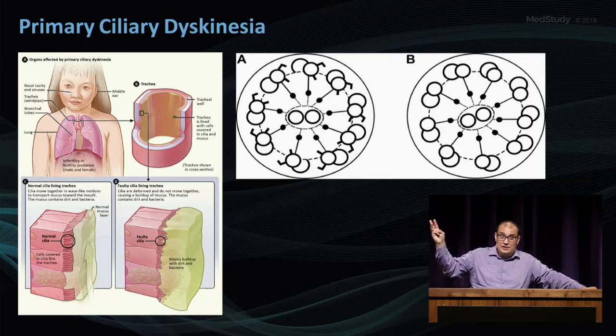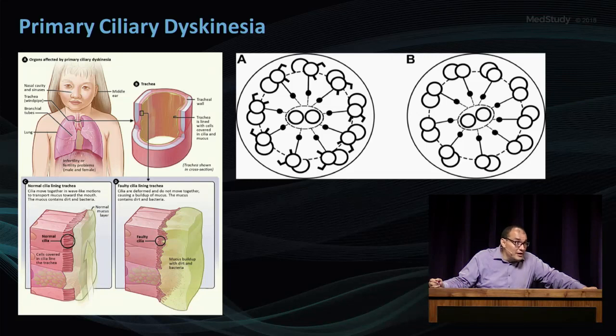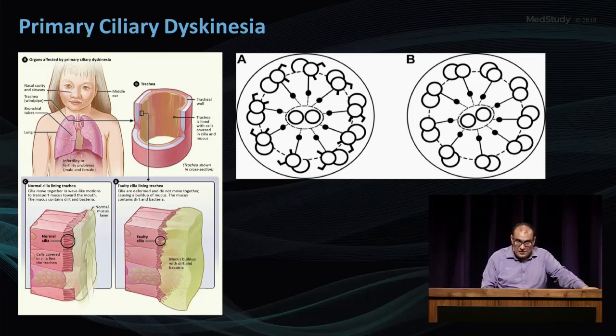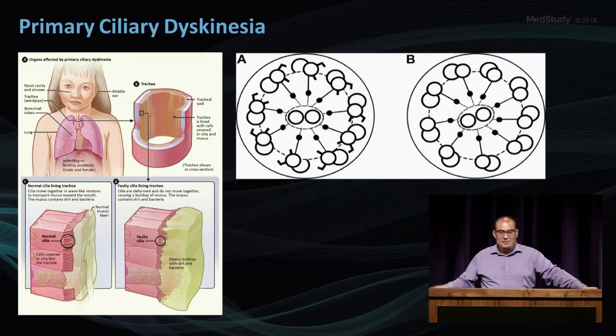So they could have hydrocephalus, infertility, bronchiectasis. They could have an ectopic pregnancy. Yes, correct? Because the cilia push the ovum down to the uterus. And with that, I am ending 5 minutes early.